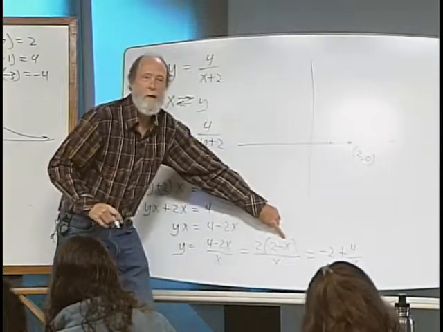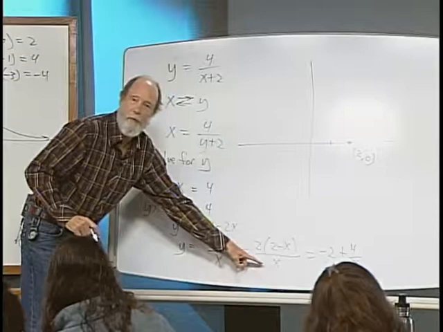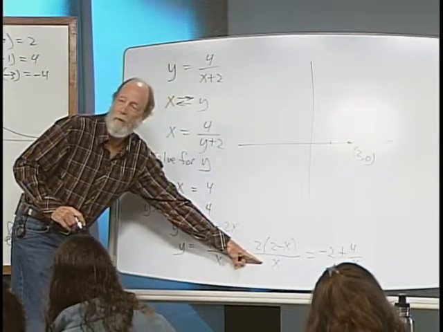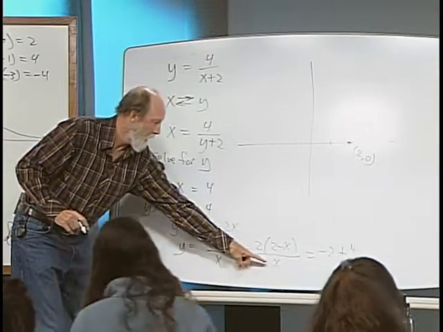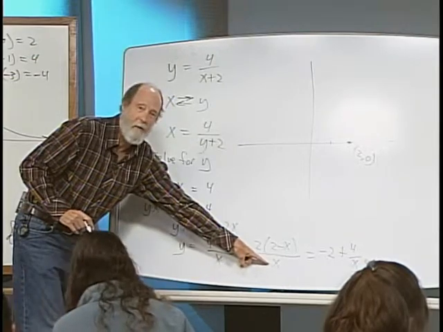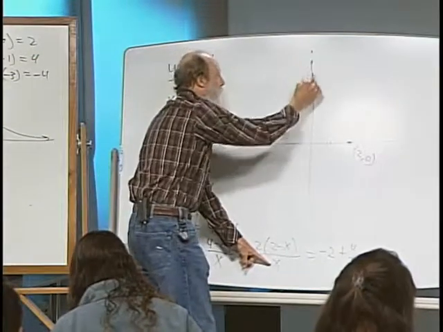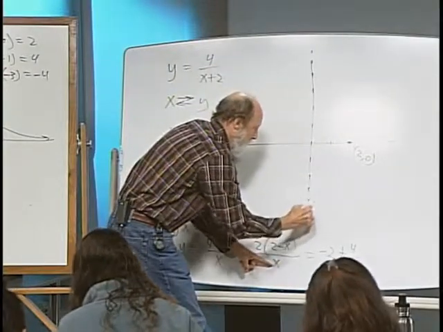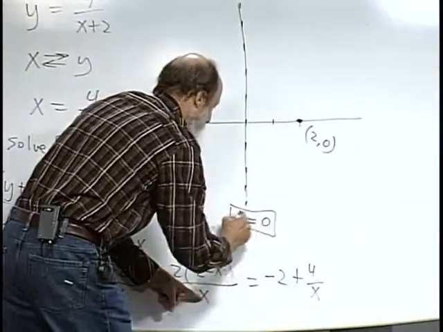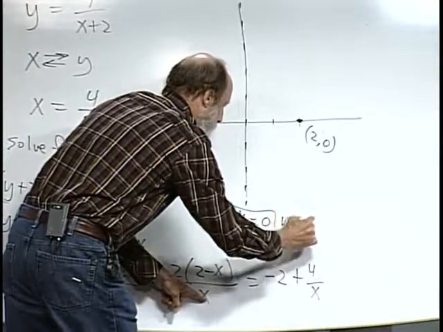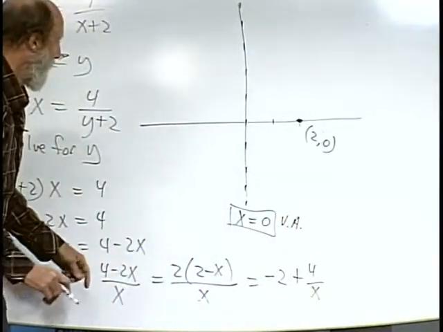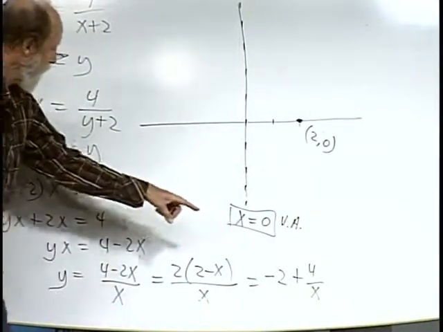Feel good? Vertical asymptote, folks. Where? At x equals 0, dividing by 0 causes trouble, right? x equals 0. Vertical asymptote right there. And we label it. Okay, and then what else can you see?